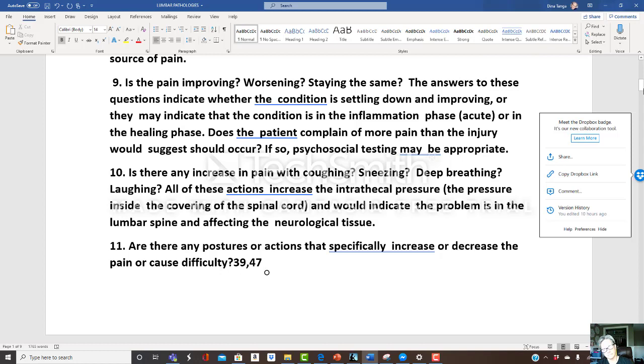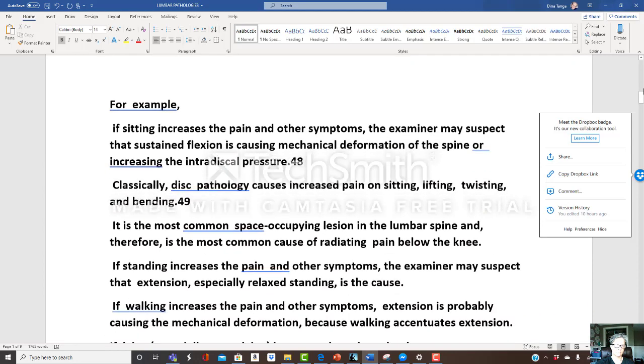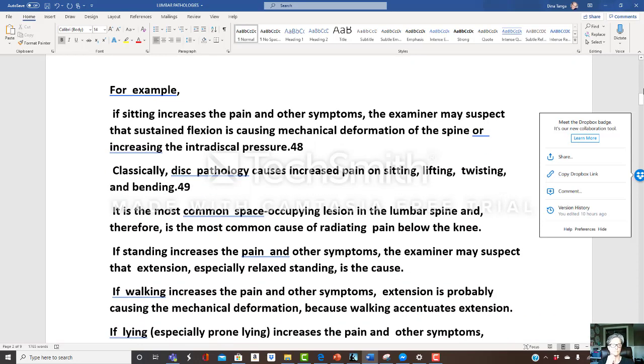11. Are there any postures or actions that specifically increase or decrease the pain or cause difficulty? For example, if sitting increases the pain and other symptoms, the examiner may suspect that sustained flexion is causing mechanical deformation of the spine or increasing the intradiscal pressure. Classically, disc pathology causes increased pain on sitting, lifting, twisting, and bending. It is the most common space-occupying lesion in the lumbar spine and, therefore, is the most common cause of radiating pain below the knee.